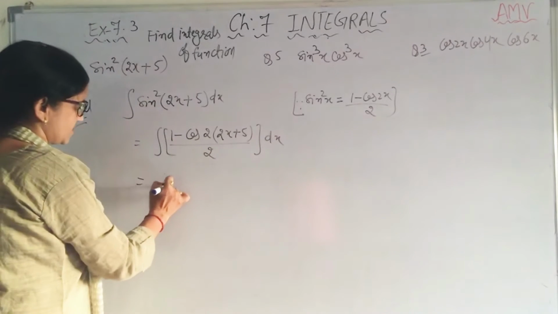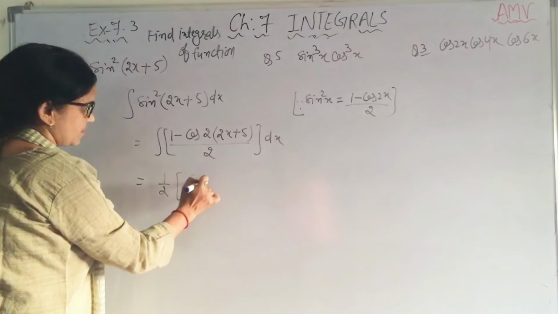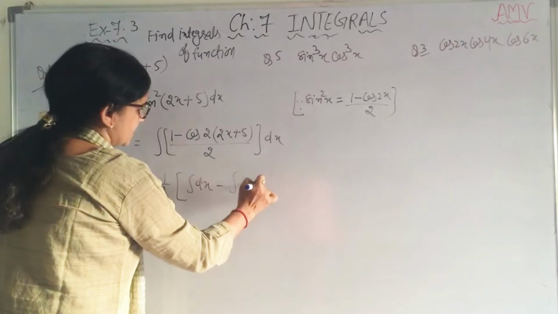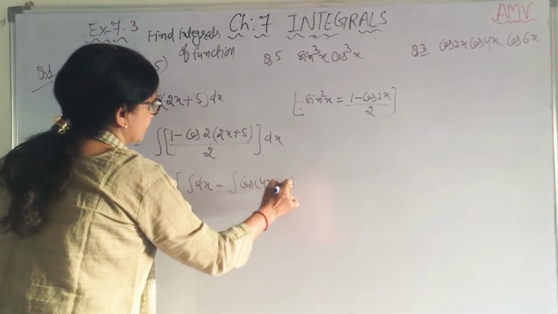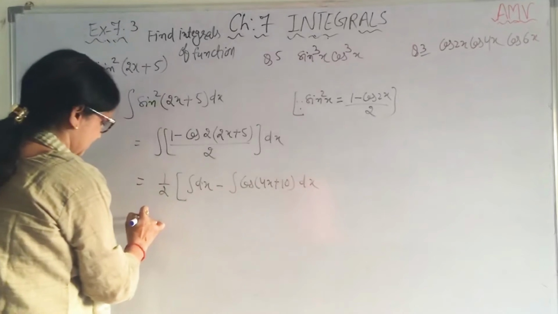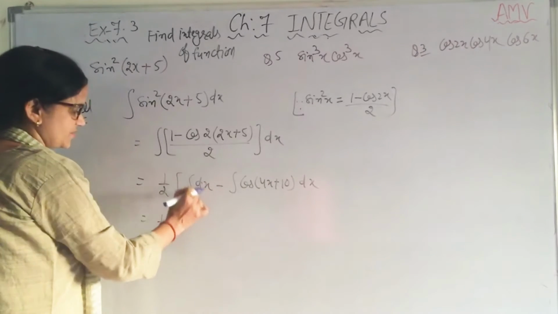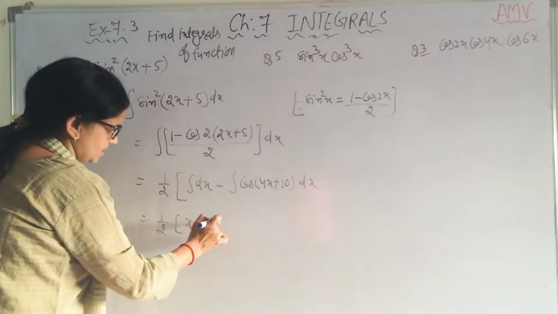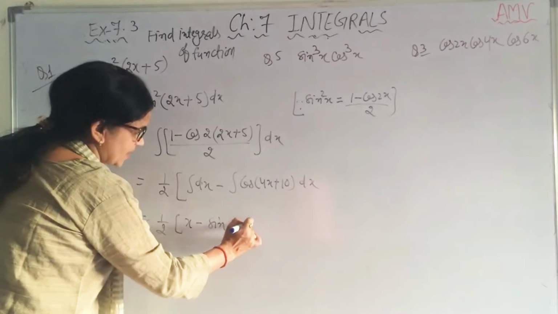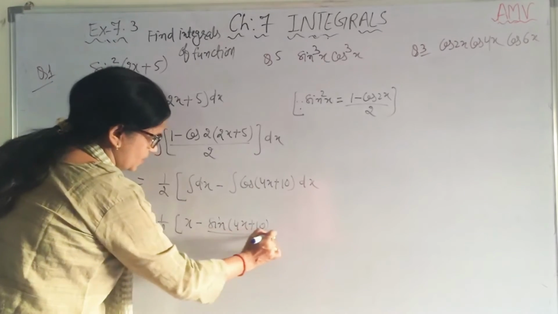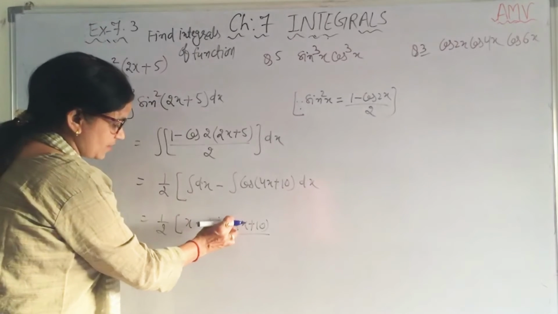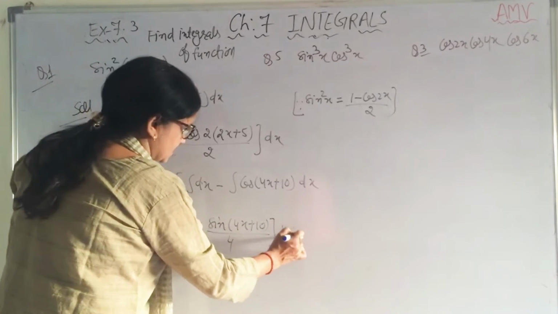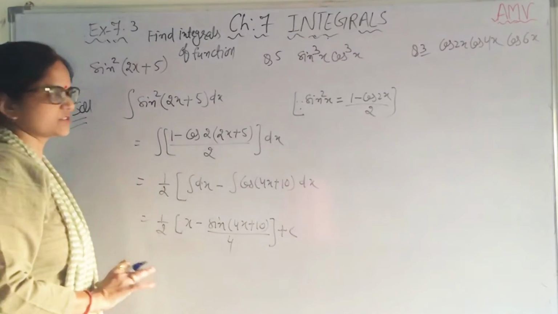Now take integration. Integration of dx minus integration of cos, multiplying this, it is (4x plus 10), and dx, all times 1 by 2. Integration of dx is x, minus integration of cos is sin (4x plus 10). And now in the denominator, the coefficient of x, here the coefficient of x is 4. Plus c. This is the answer of this question.